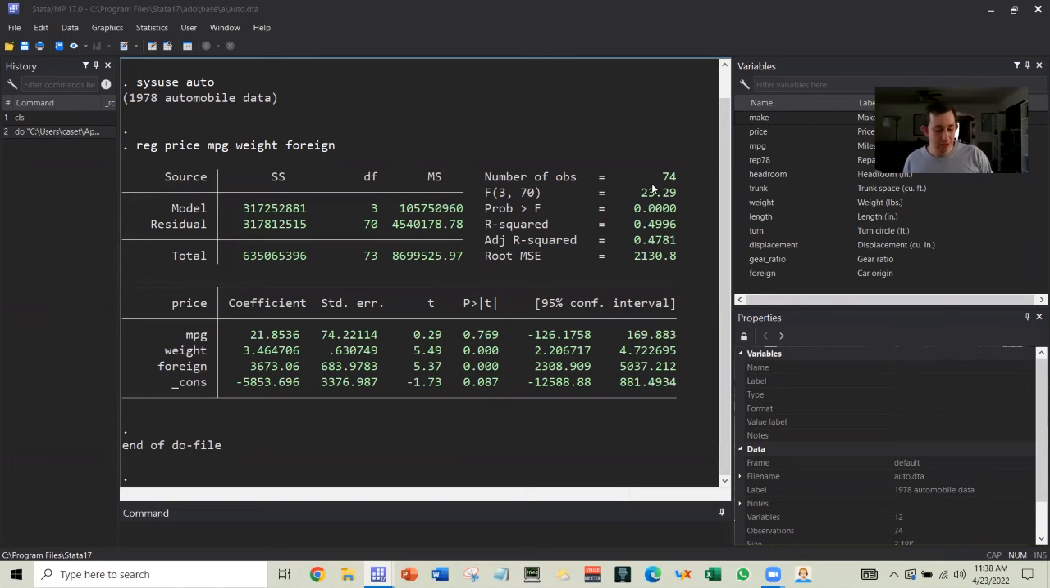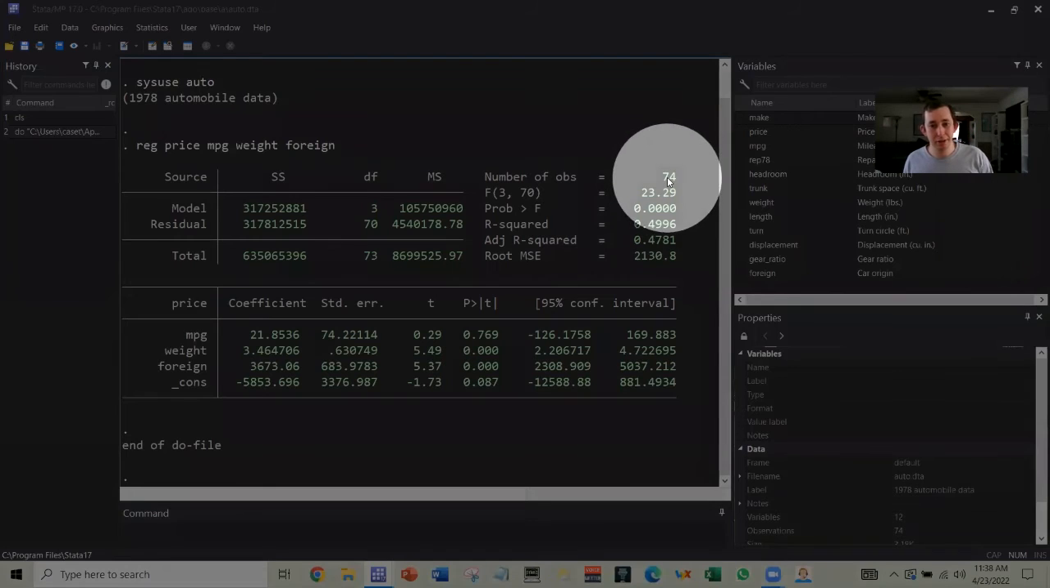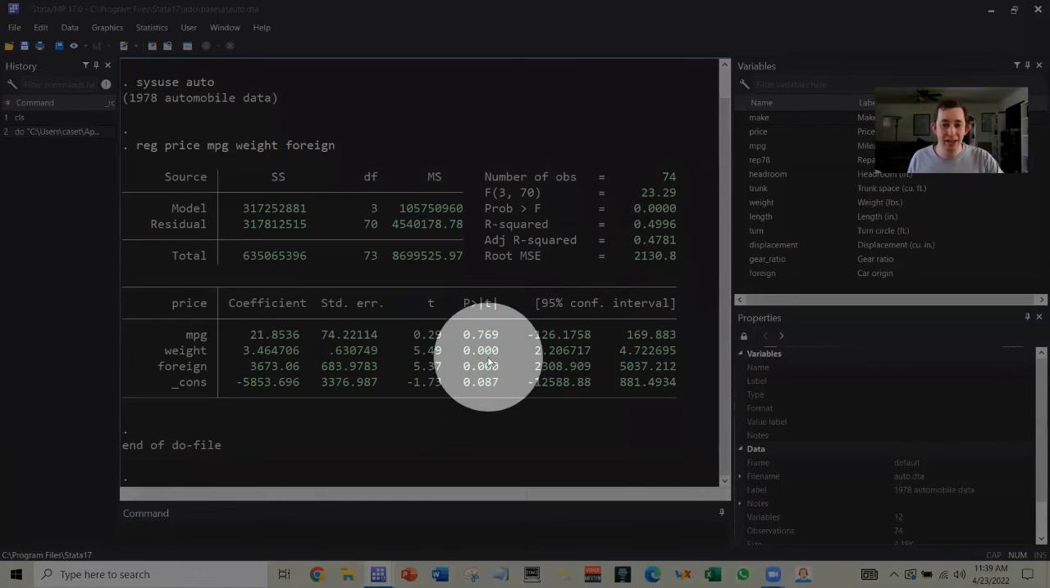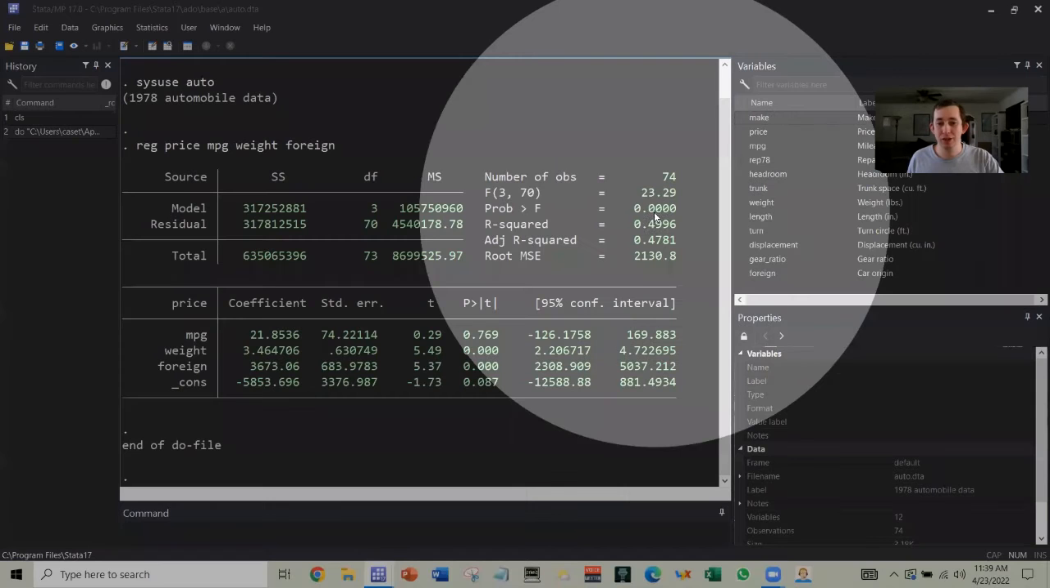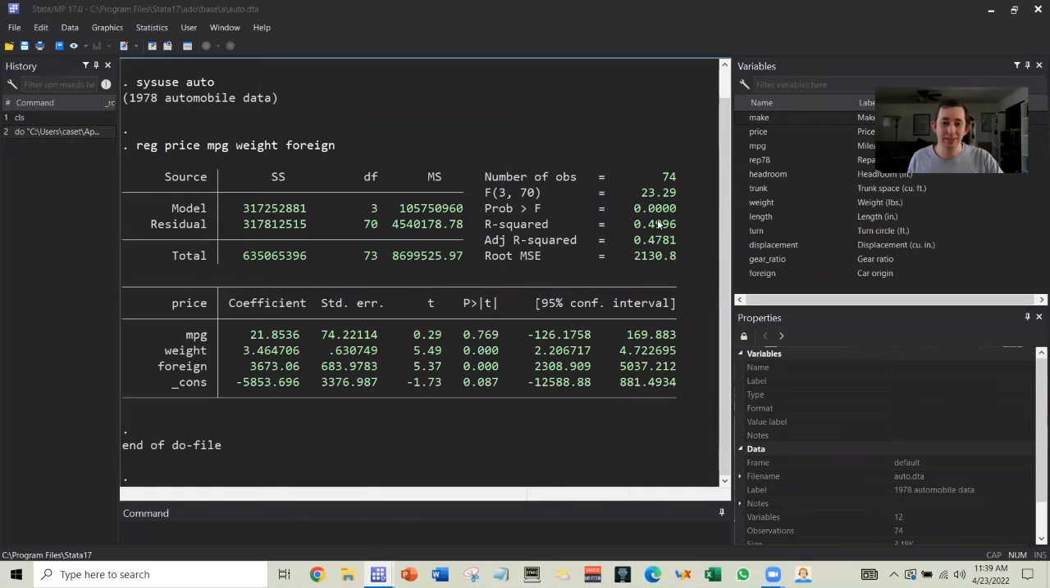If we go up, let's go over to this right side. Here's a number of observations, and then we have this F-test. This F-test is telling you whether or not at least one estimator in your regression is statistically significant or not. The p-value of that is 0, and we know that because we have at least one variable that is statistically significant. This does not tell you which of those coefficients are statistically significant. It just says at least one.